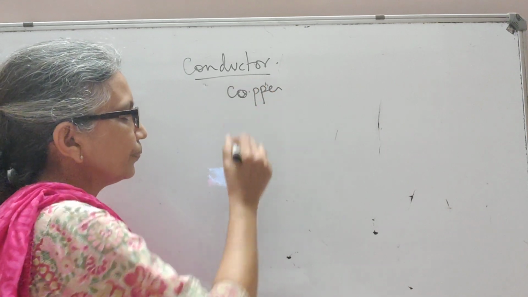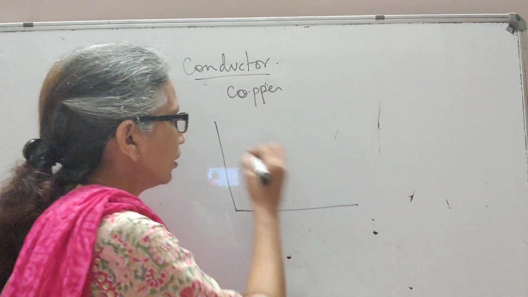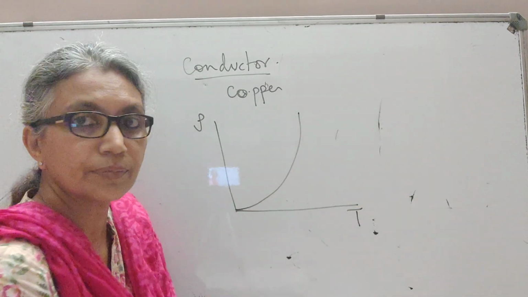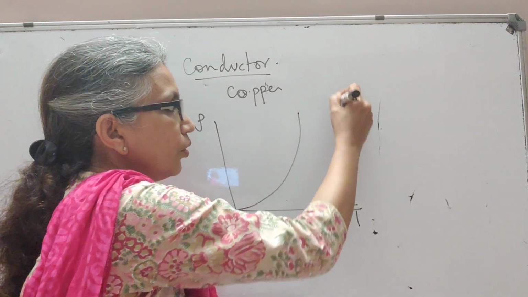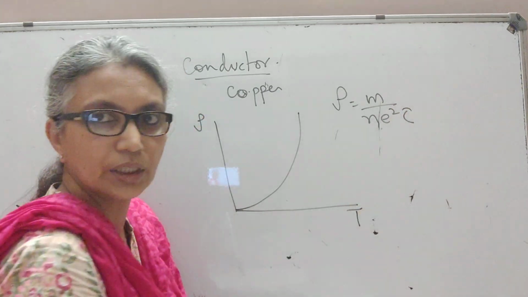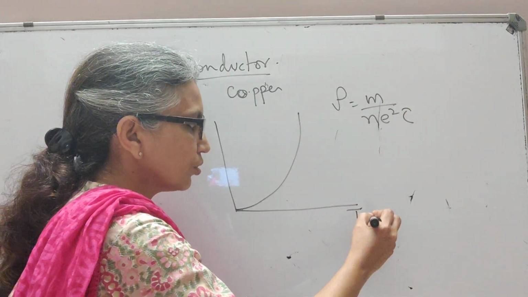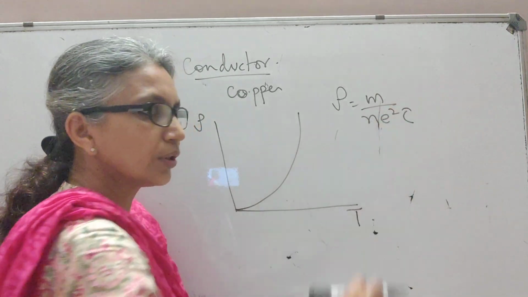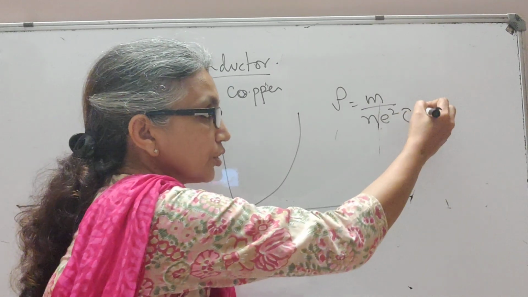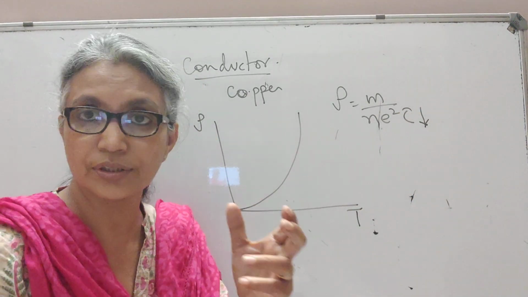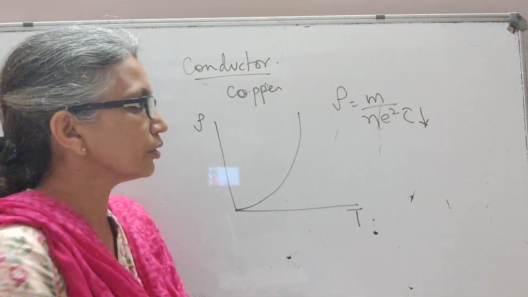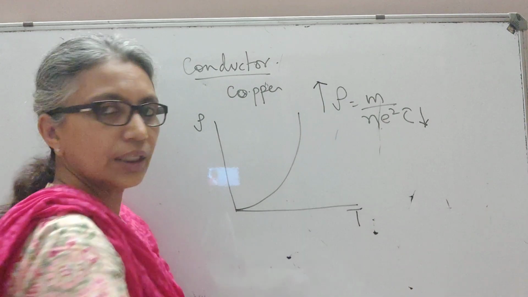For any good conductor, we have the resistivity versus temperature graph like this. Let me explain the graph to you. We know rho equal to m by ne squared tau. Now, as the temperature goes on increasing, we know that the collisions are faster, and if the collisions are faster, then the relaxation time will decrease because collisions are faster. So the time gap between two successive collisions will decrease, and the moment tau decreases, resistivity will increase.